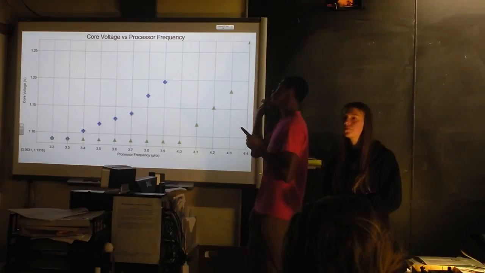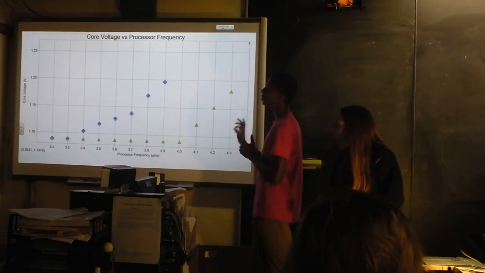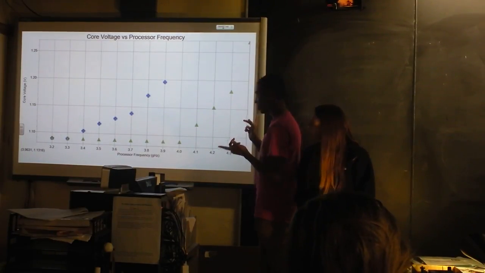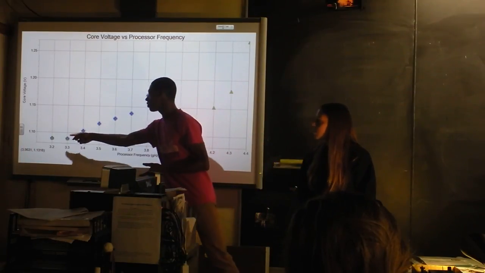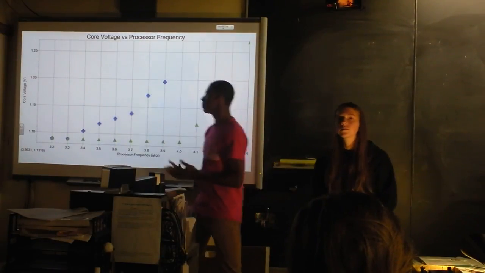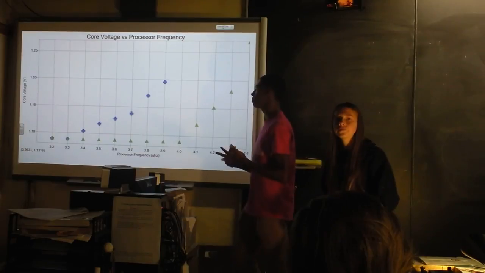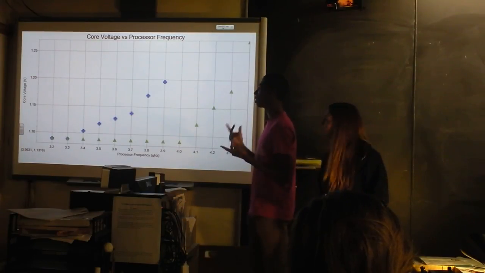Blue is the turbo method, and green is the manual overclock. What's really cool about this is that with the turbo method, you have to start increasing the voltage really early on to get the computer to boot and work properly.